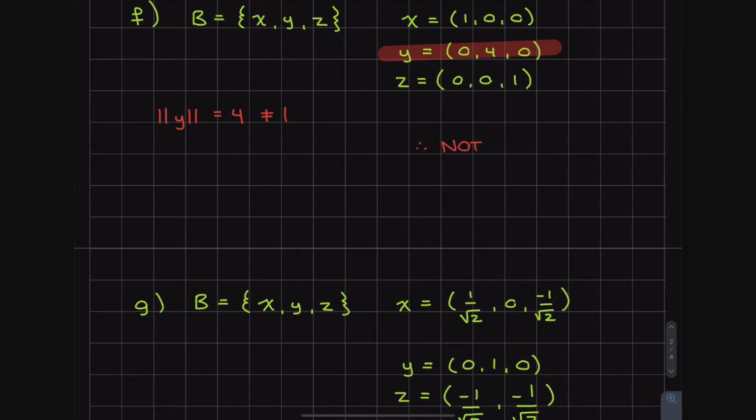So not ONB. The reason why, again, is because of y. Just because y violates it, everything else kind of goes to crap. It's not an orthonormal basis, thanks to y.